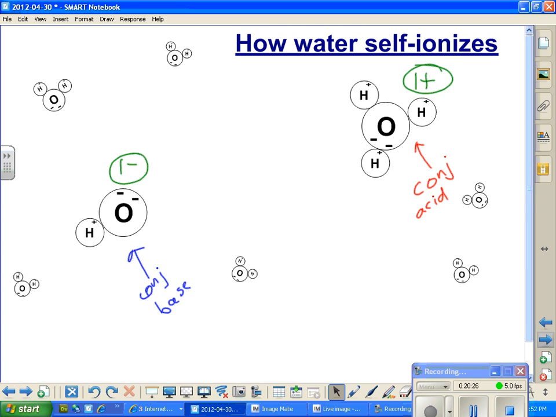So now I'm looking on the left side of the equation. We know that the left-hand water was going to be the acid.